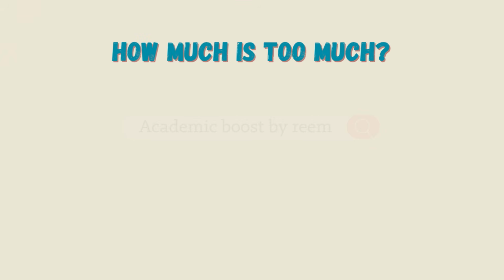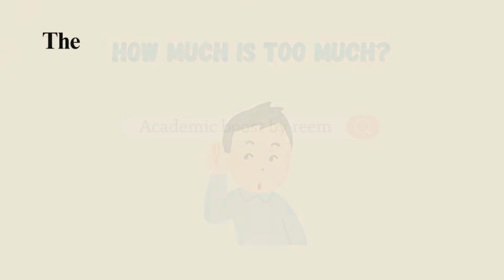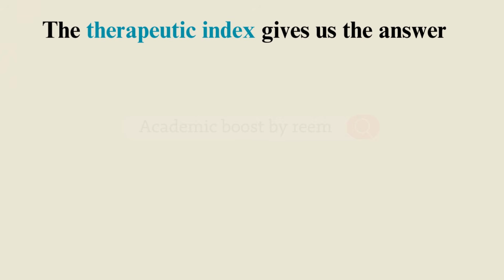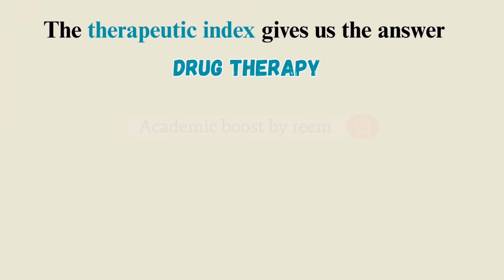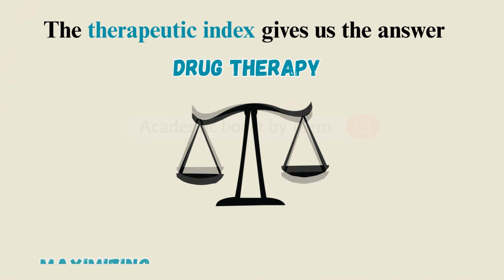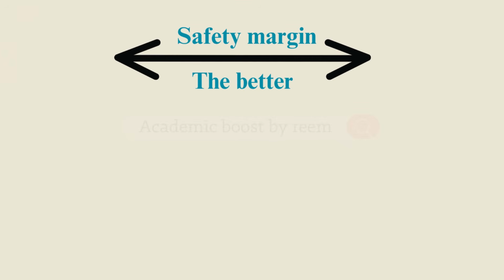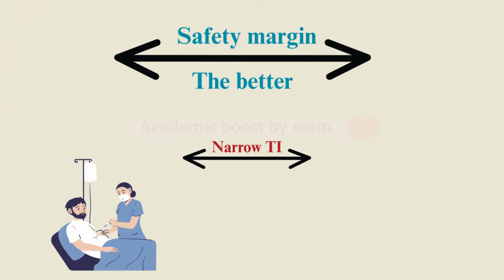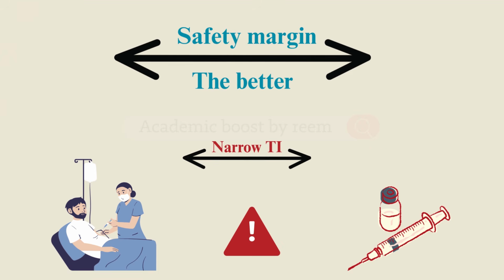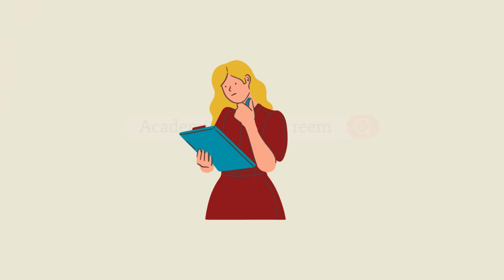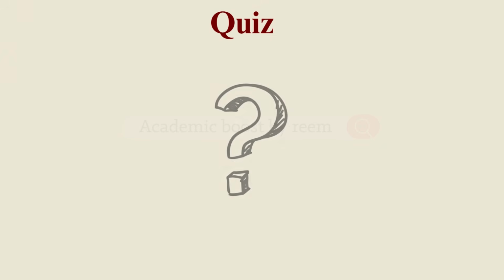So, how much is too much? The therapeutic index gives us the answer. It reminds us that drug therapy is always a balancing act, maximizing benefit while minimizing harm. The wider the safety margin, the better. But even with a narrow therapeutic index, if the drug saves life, the risk is worth it, as long as we respect the dose.